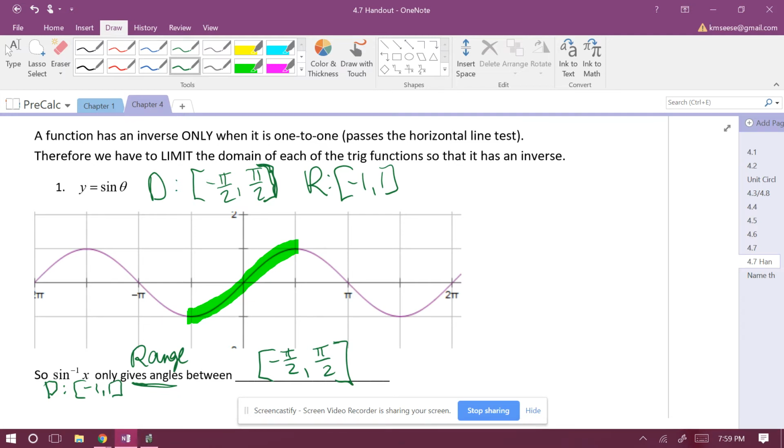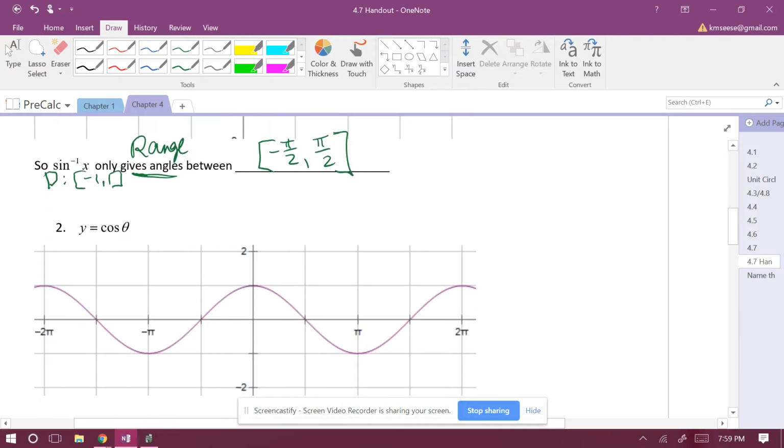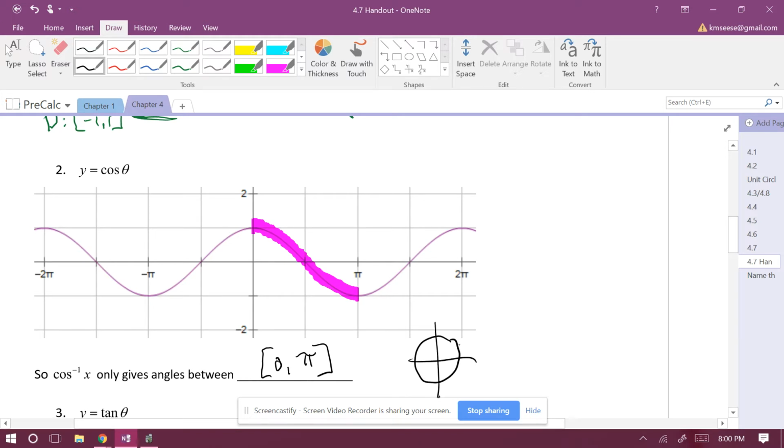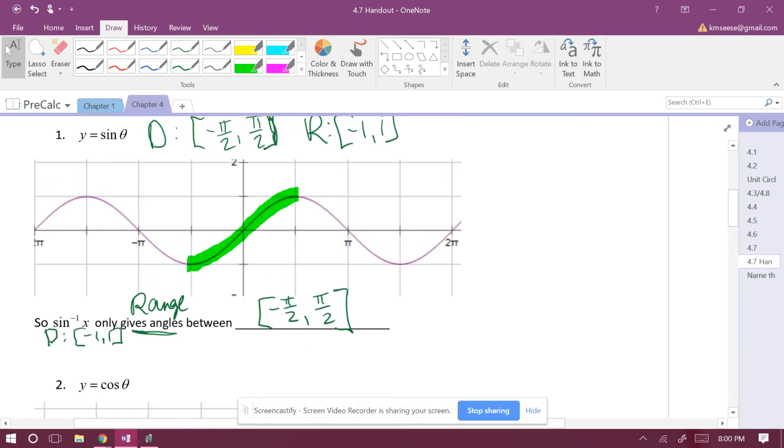If we look at cosine, how can we limit the domain of cosine? Looking at this piece from here to here, we can limit the domain. So cosine inverse is only going to give us values between 0 and pi. Thinking about this on your unit circle, it's going to give you answers in quadrants 1 and 2. Sine inverse on your unit circle gives you quadrants 1 and 4, negative pi halves to pi halves.